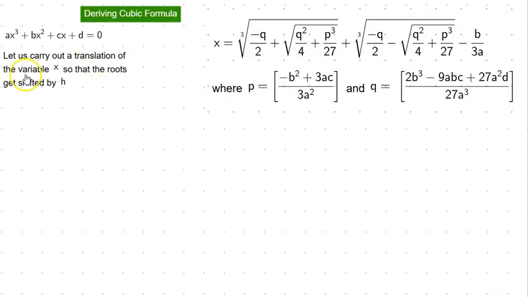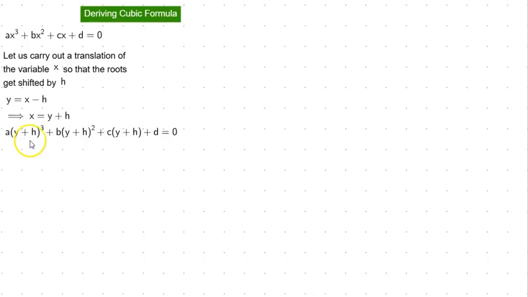Let us carry out a translation of the variable x so that the roots get shifted by h. So y is equal to x minus h, which implies x is equal to y plus h. So we replace x by y plus h. We get a times (y plus h) cube plus b times (y plus h) square plus c times (y plus h) plus d equal to 0.